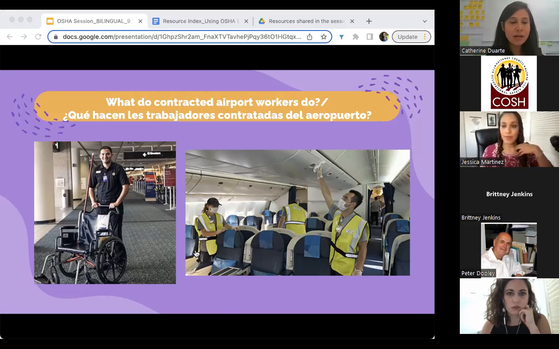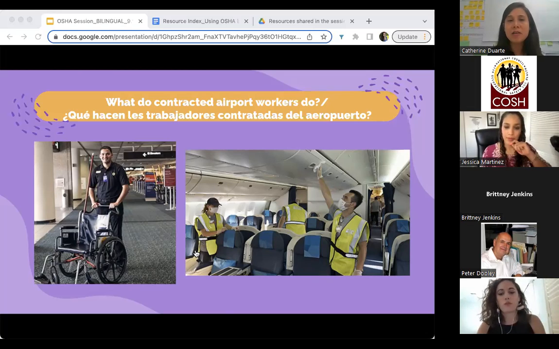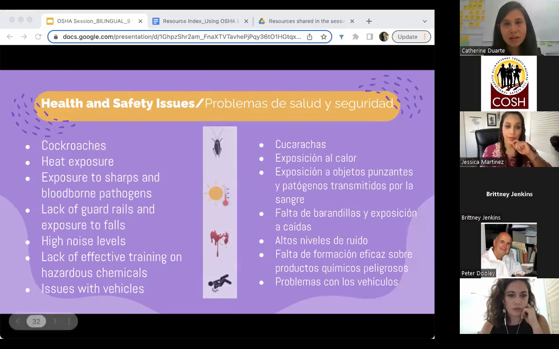And for that campaign, when it comes to our efforts to organize and our efforts around safety and health, it's very important for us to understand very well what is the day-to-day of the work they do. That way we can identify the hazards that they're facing every day at work. Next one.